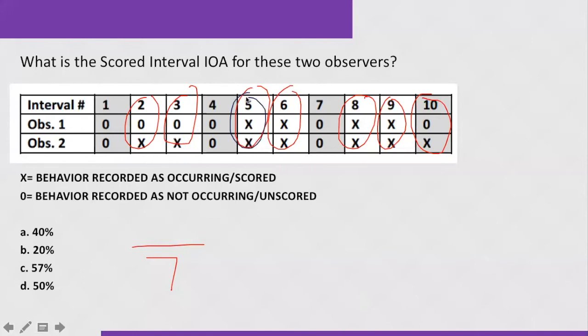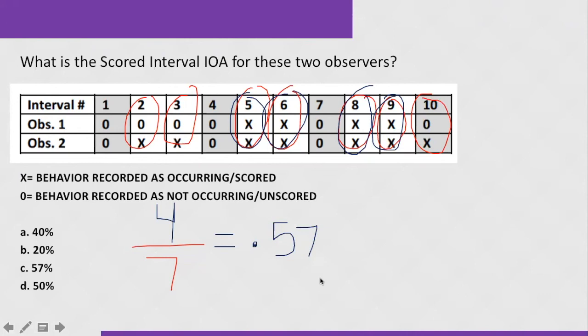So let's go ahead and find those intervals now. We have 1, 2, 3, and 4. So that's going to be our numerator, 4 divided by 7, which gives us approximately 0.57.